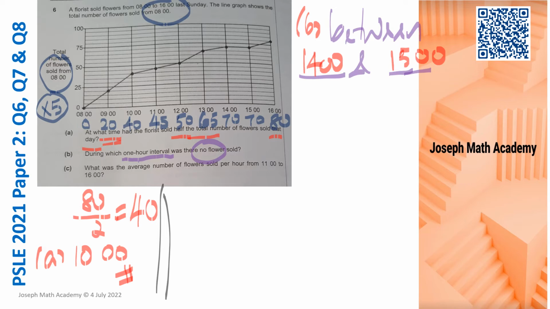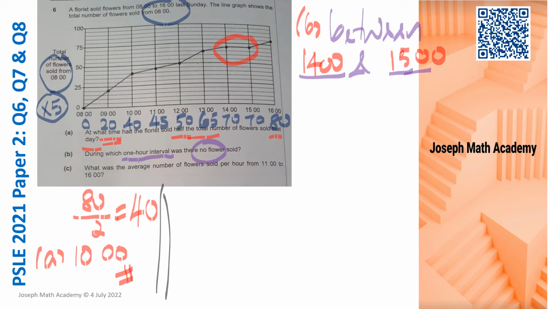So it's actually 2 p.m. and 3 p.m. At 2 p.m., 70 flowers sold. At 3 p.m., it is still 70. So it is a horizontal line. So no flowers were sold between 2 p.m. and 3 p.m.